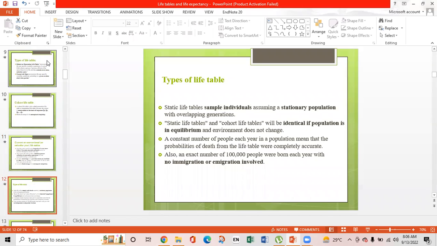A static table samples individuals assuming a stationary population with overlapping generations. Static life tables and cohort life tables will be identical if the population is in equilibrium and the environment does not change. A constant number of people each year in a population means that the probabilities of death from the life table were completely accurate. Also, an exact number of 100,000 people were born each year with no immigration or emigration involved.